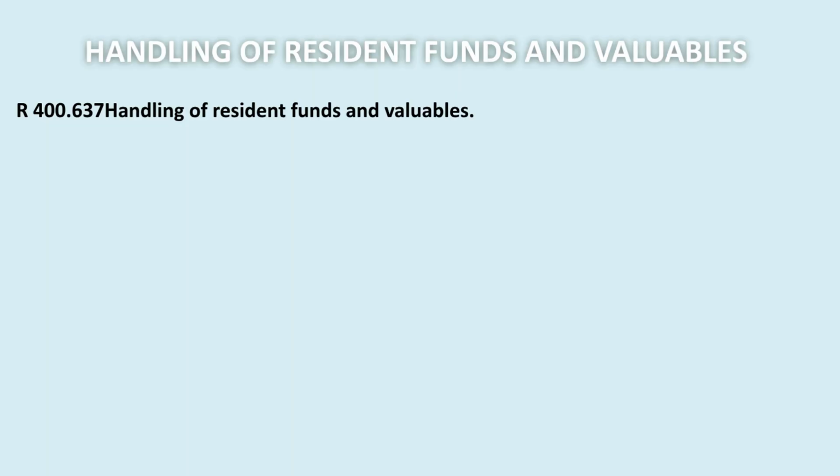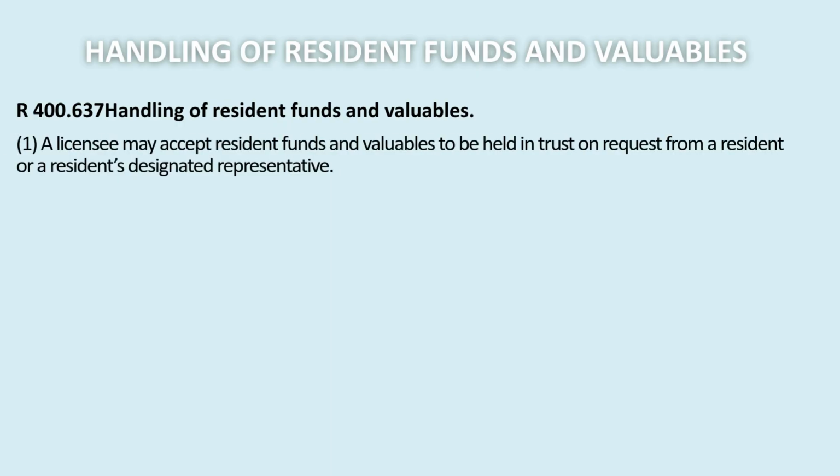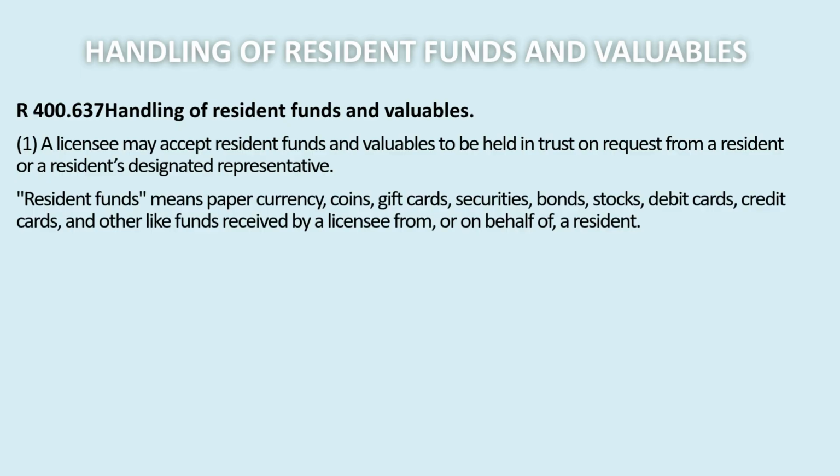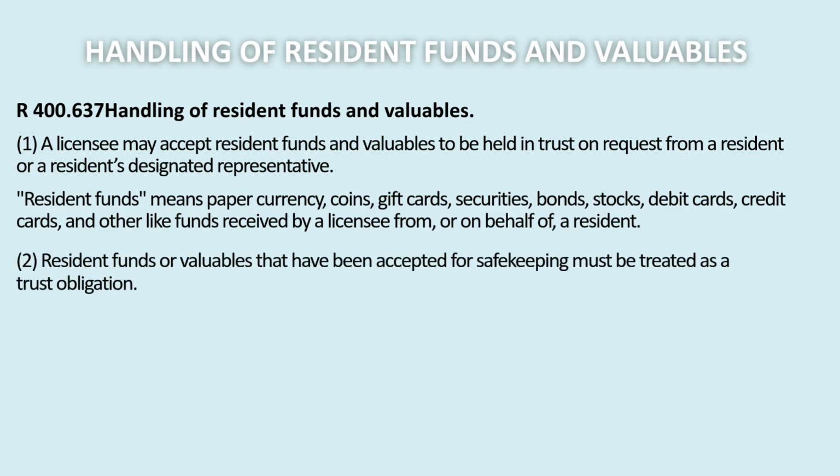Next, we will move on to required resident records and documentation pertaining to the handling of resident funds and valuables in an AFC home. A licensee may accept resident funds and valuables to be held in trust on request from a resident or a resident's designated representative. Resident funds means paper currency, coins, gift cards, securities, bonds, stocks, debit cards, credit cards, and other like funds received by a licensee from, or on behalf of, a resident. Resident funds or valuables that have been accepted for safekeeping must be treated as a trust obligation.